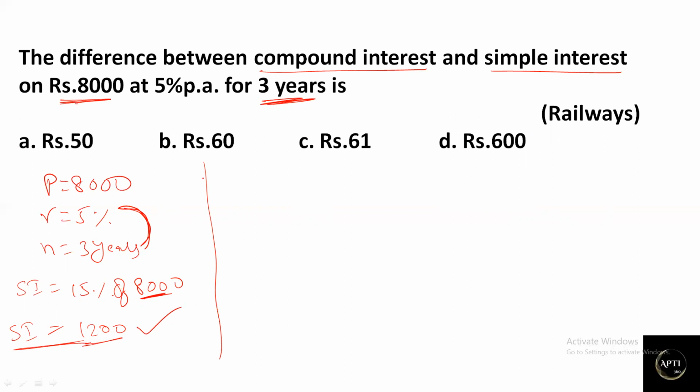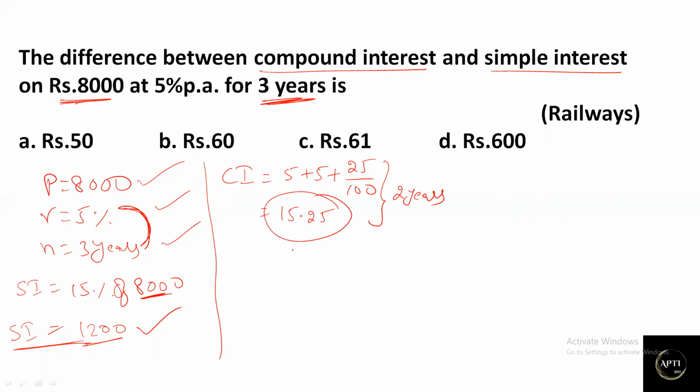Now for the same values, principal amount, rate of interest and number of years, we need to calculate compound interest. How can we calculate compound interest? I already told you. First calculate for 2 years. For 2 years how can we calculate? 5 plus 5 plus 5 into 5, 25 by 100. A plus B plus AB by 100. Here the answer is 15.25. This is for 2 years. But in the given question, they have given it for 3 years. So 3 years means now this value will act like A, and the next 5 acts like B. Now apply the similar rule.